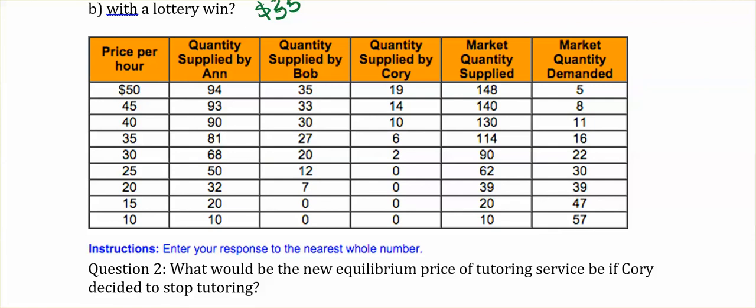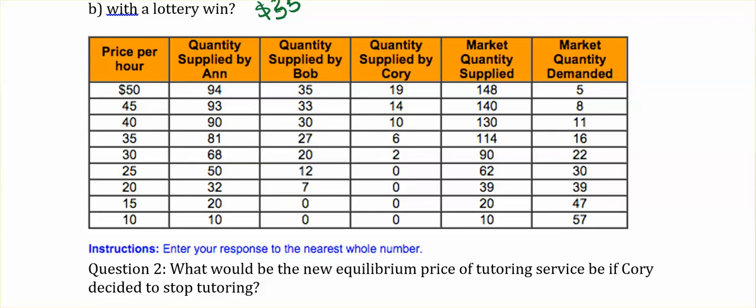Again, in order to clearly understand this concept, you should always remember, no matter whether it's a supply or demand curve, it's only telling you the supply schedule and demand schedule. What decides the market price and market quantity? That is decided by the equilibrium. So now look at question number 2. It asks, what would be the new equilibrium price of tutoring service if Corey decides to stop tutoring?